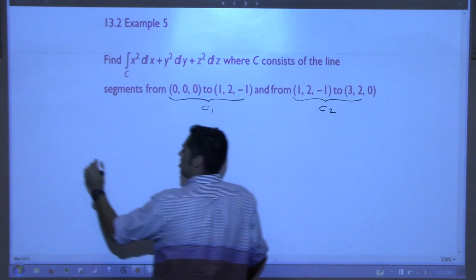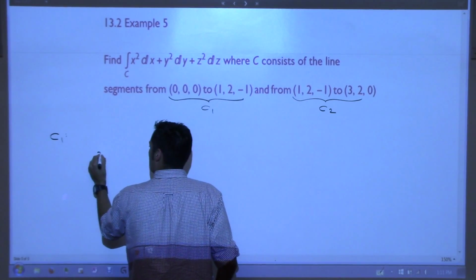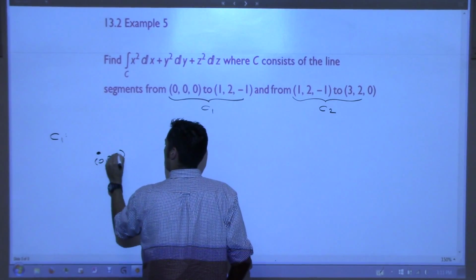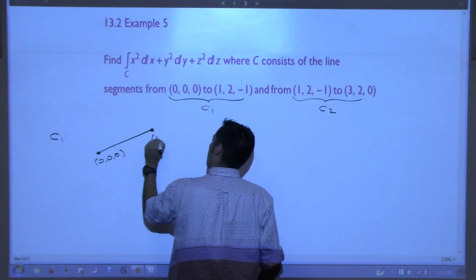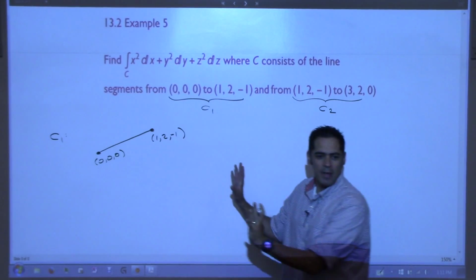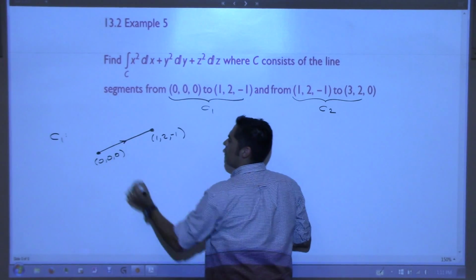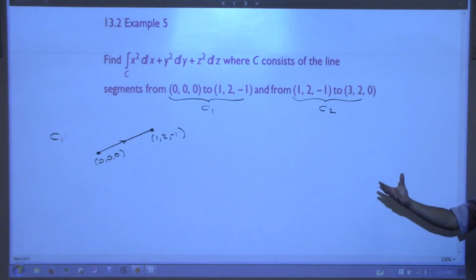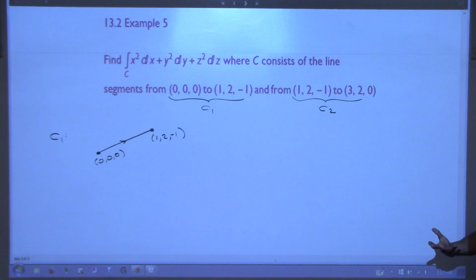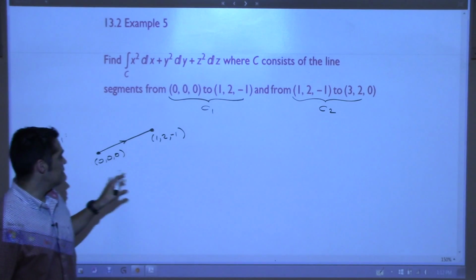All right? For C1, I imagine that I'm going from the point (0, 0, 0) to the point (1, 2, -1). I'm not trying to draw this in three-dimensional space, because I'm conceding that I'm not going to be able to do it really well. So I just know that I need my C1 to connect those two, and I want to go in this direction, from there to there. So how can I come up with some way of representing that either in parametric form or as a vector equation? You could do, okay, so what vector equation are you going to use?